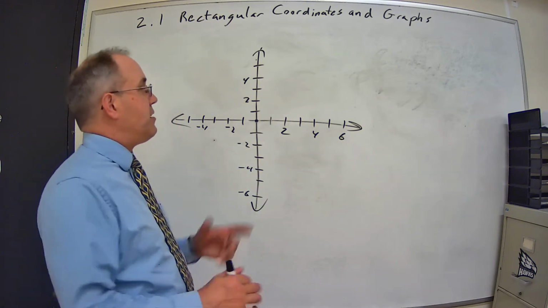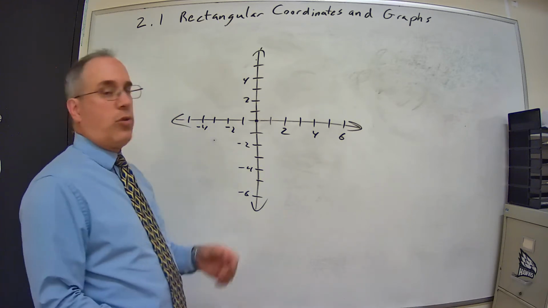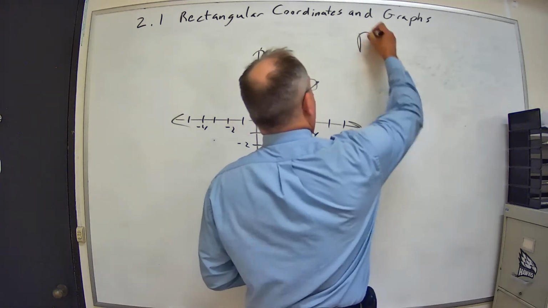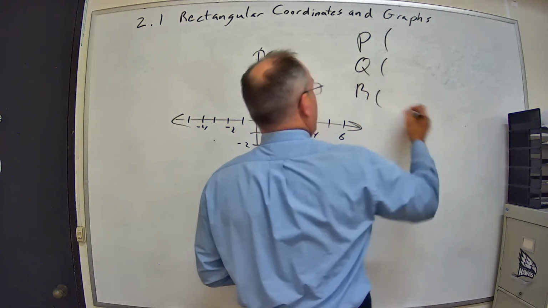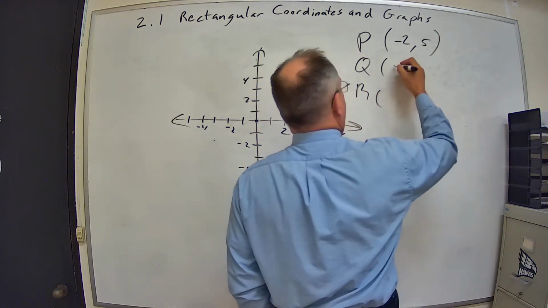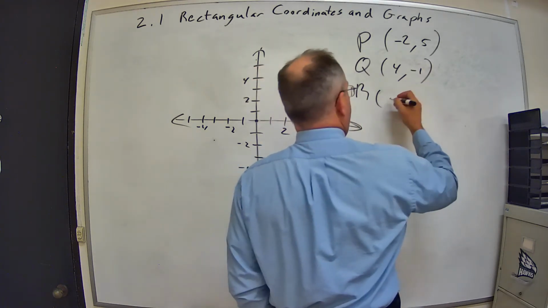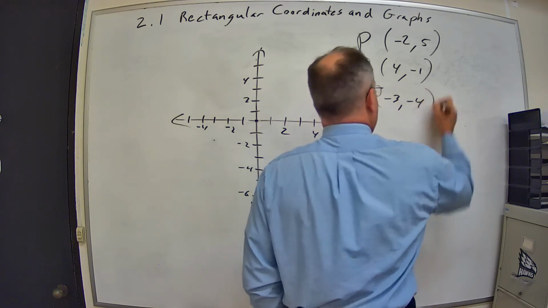So now I have that, I'm going to list 3 points. We'll call them P, Q, and R. P is -2, 5. Q is 4, -1. And R is -3, -4.